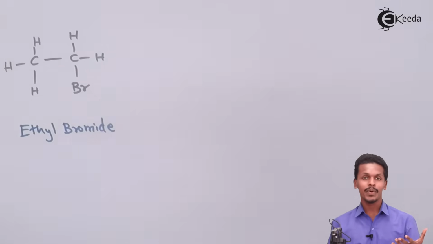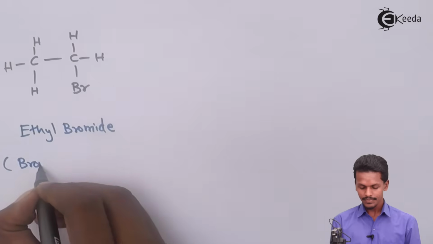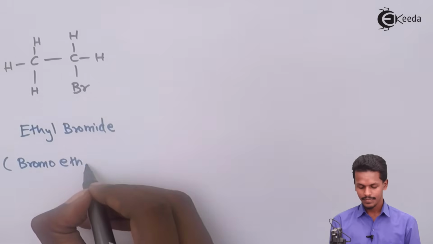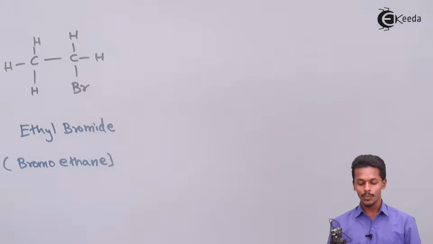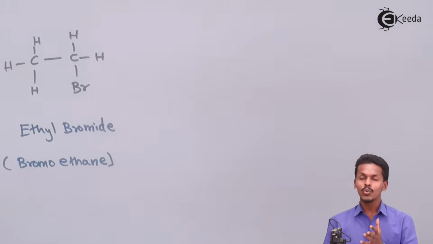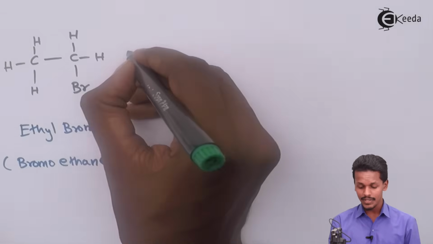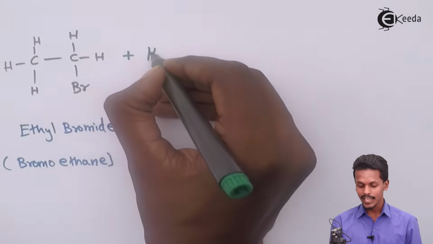Well, let me tell you, this ethyl bromide is nothing but the common name. While talking about the IUPAC name, it would be bromoethane. So in this process, if we have to convert an alkyl halide, especially bromoethane, to ethene, then the reactant that we have to take into consideration is KOH.